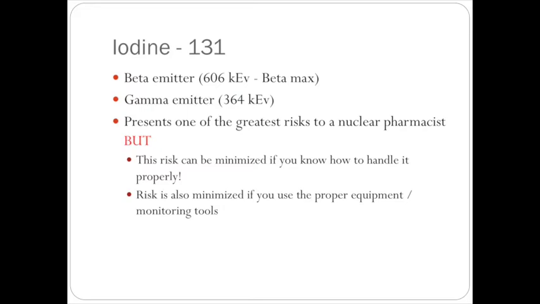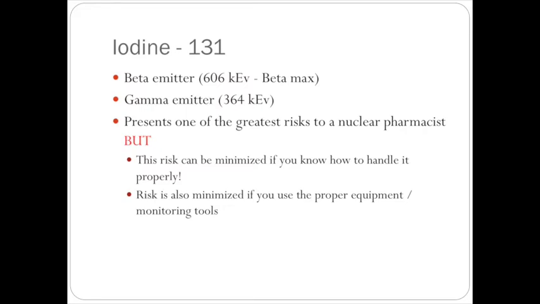So the gamma that is associated with I-131 is actually going to be helpful, because after we give the dose, we can put the patient under the camera and try to figure out what's going on, where it went, if there were areas that didn't get treated sufficiently, things like that. So I-131 is pretty straightforward when we talk about it from a pharmacy application, except there's really one major thing that we have to think about.